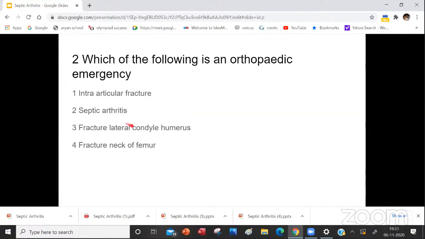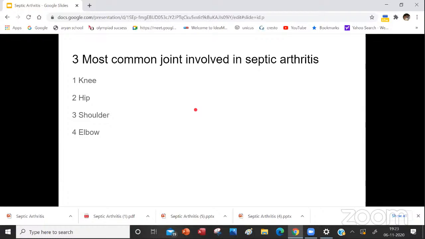Of course, lateral condyle humerus fracture, fracture neck femur, and intra-articular fractures are fractures of necessity. Understand? The answer is septic arthritis. Most common joint involved in septic arthritis, as I already mentioned, you should be able to answer this question.